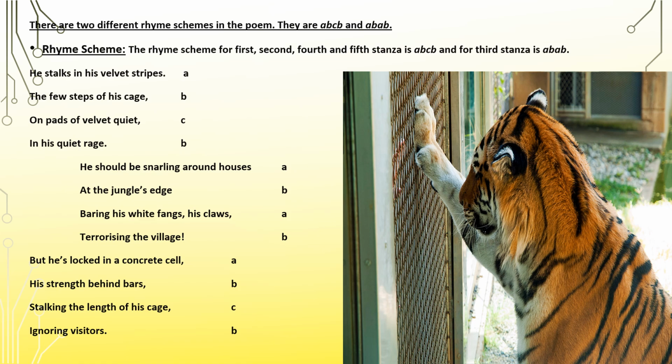There are 2 different rhyme schemes in this poem. They are A, B, C, B and A, B, A, B. Students, the rhyme scheme for first, second, fourth and fifth stanza is A, B, C, B. I've just given you the examples also. And only for one stanza in the poem, that is the third stanza, the rhyme scheme is A, B, A, B.